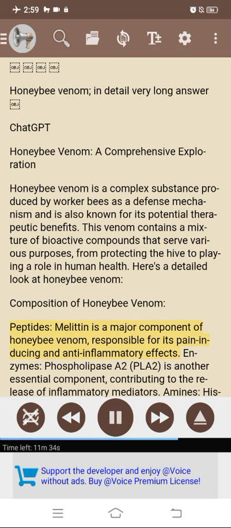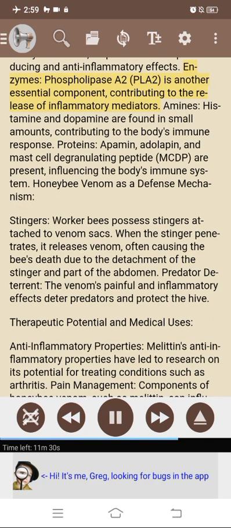Composition of honeybee venom. Peptides. Melittin is a major component of honeybee venom, responsible for its pain-inducing and anti-inflammatory effects. Enzymes. Phospholipase A2, PLA2, is another essential component, contributing to the release of inflammatory mediators. Amines, histamine, and dopamine are found.